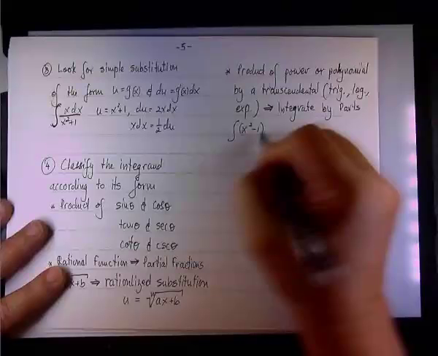To give you an example, if we have the integral of x squared minus 1, which is a polynomial, times e to the 2x, which is transcendental, or the integral of x times cotangent of x. Again, cotangent of x is transcendental. Then we integrate by parts. Okay?